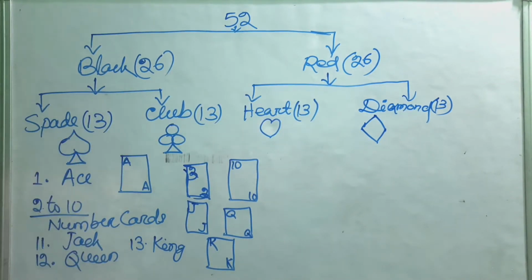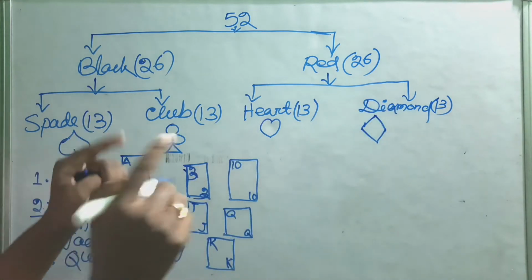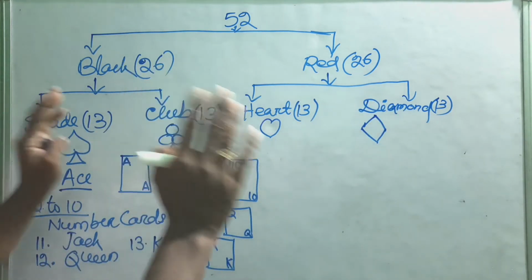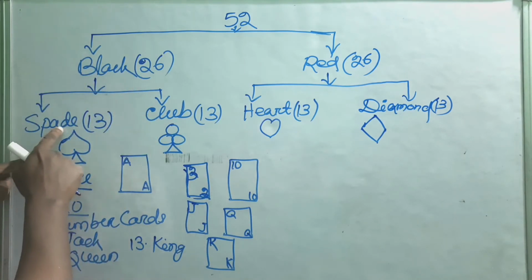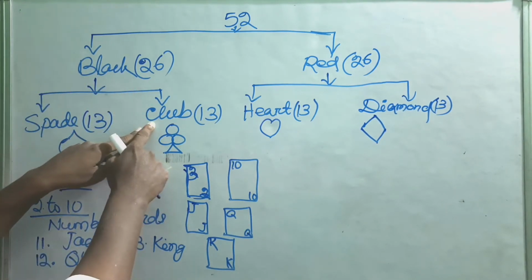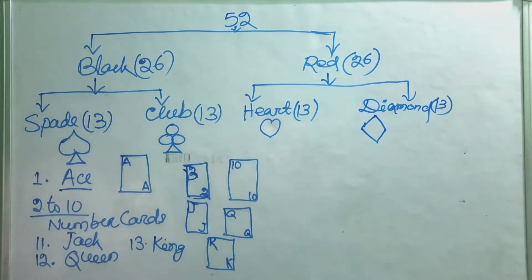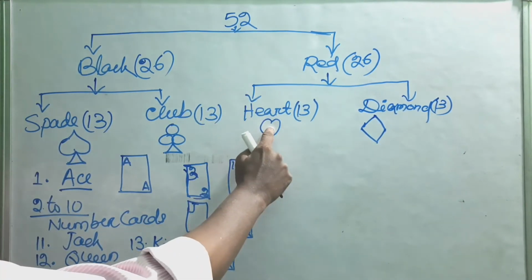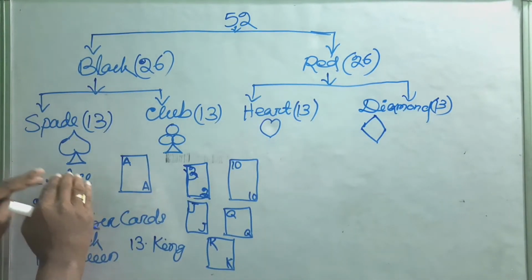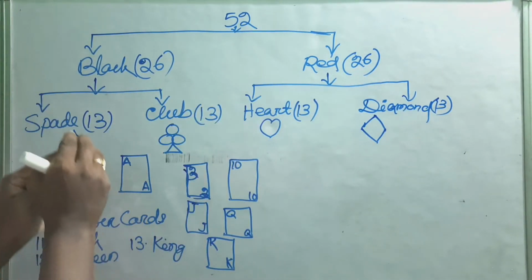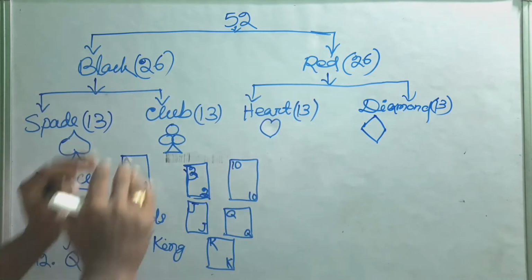So that means if there is one Ace from spade, club also has one Ace, heart also has one Ace, and diamond also has an Ace. So there are 4 Aces. In black there is one Ace from spade and one Ace from club, and similarly in red one Ace from heart and one Ace from diamond. So in this way there are 4 Aces from different types of cards.